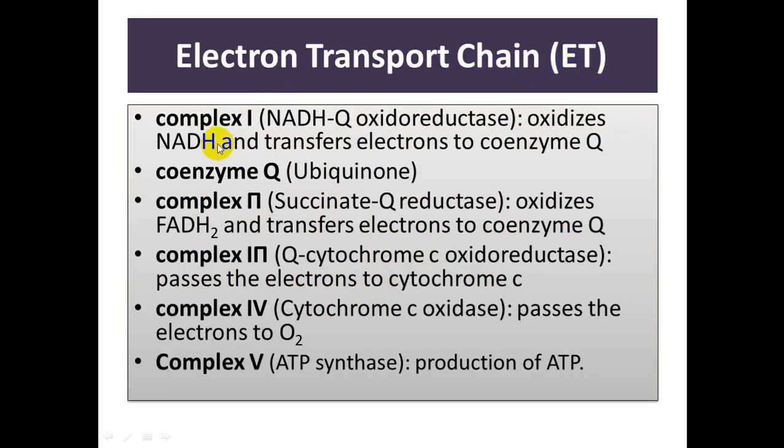الإلكترون ترانسبورت تشين، طبعا هناك العديد من البروتينات على شكل انزيم أو كومبلكسز ممكن يمر بها الـ NADH زائد H plus أو FADH2. الكومبلكس 1 اللي هو NADH quinone oxidoreductase الانزيم oxidizes NADH and transfers electrons to coenzyme Q. الكومبلكس 2 اللي هو succinate quinone reductase oxidizes FADH2 and transfers electrons to coenzyme Q. Complex 3 اللي هو quinone cytochrome C oxidoreductase passes the electrons to the cytochrome C. Complex 4 cytochrome C oxidase passes the electrons to oxygen. والكومبلكس 5 اللي هو ATP synthase, production of ATP.